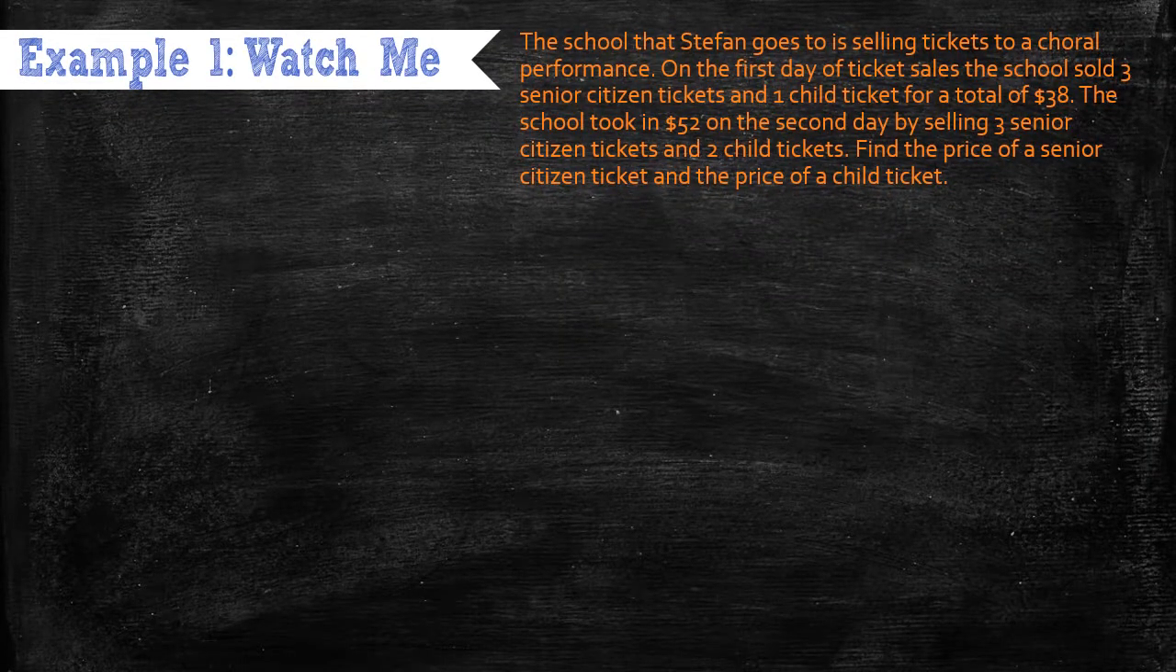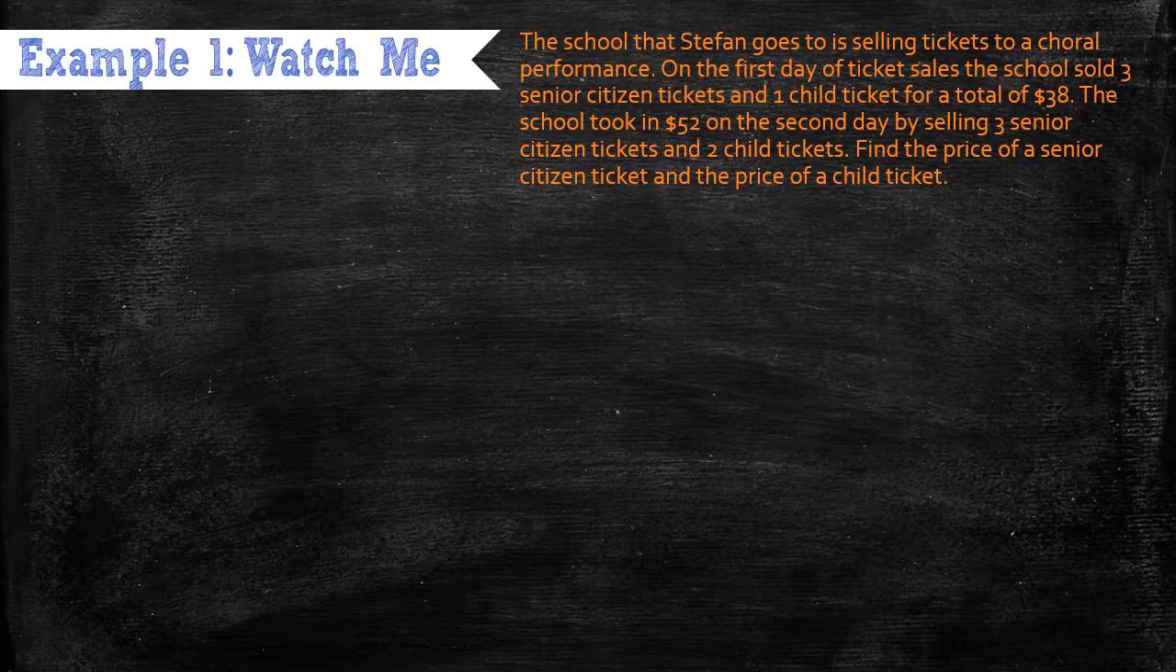So in example 1, the school that Stefan goes to is selling tickets to a choral performance. On the first day of ticket sales, the school sold 3 senior citizen tickets and 1 child ticket for a total of $38. The school took in $52 on the second day by selling 3 senior citizens tickets and 2 child tickets. We want to find the price of a senior citizen ticket and the price of a child ticket.